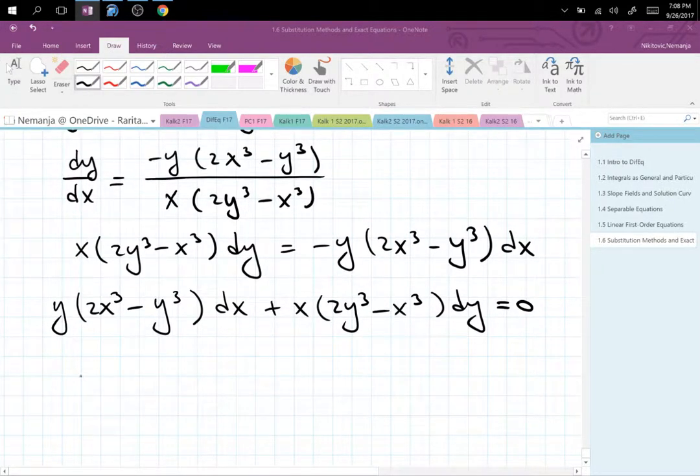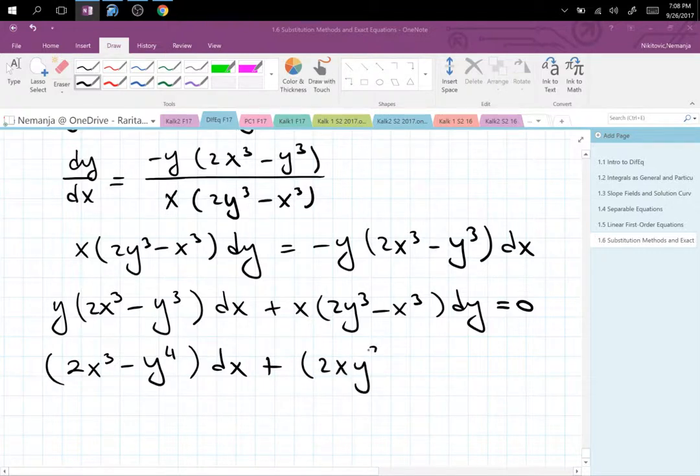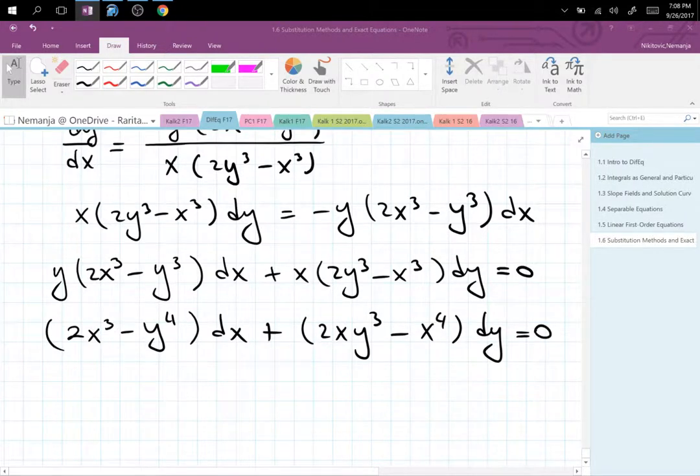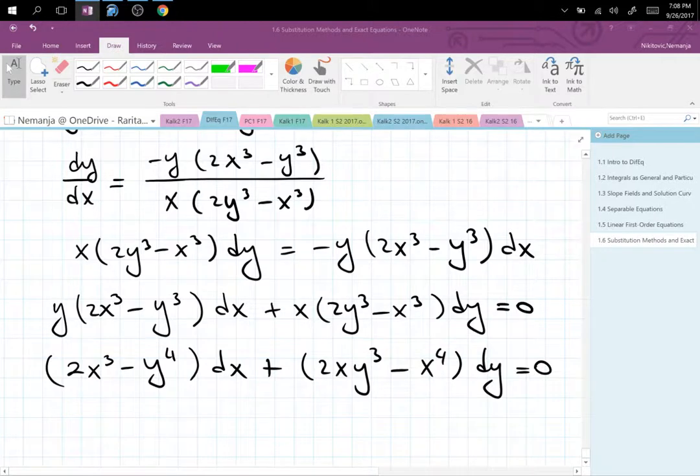Multiply by y, we get (2x cubed y minus y to the fourth) dx plus (2xy cubed minus x to the fourth) dy equal to 0. So what we did is we converted the differential equation that was given to us into an exact equation, which probably your problem number 5 can be solved that way. We are going to check when we're done with this. I just started it, and then you guys can finish it off.